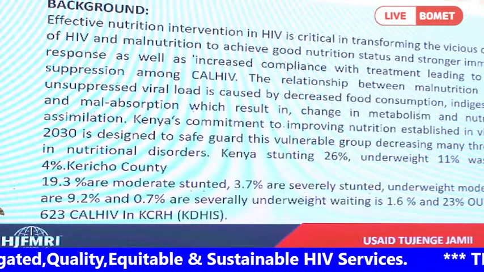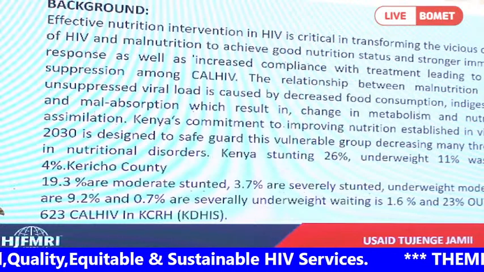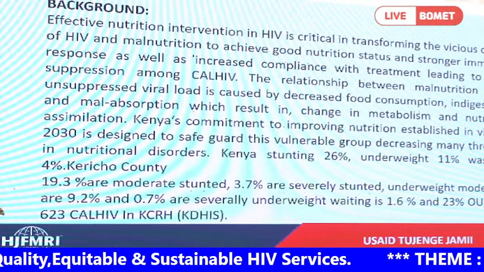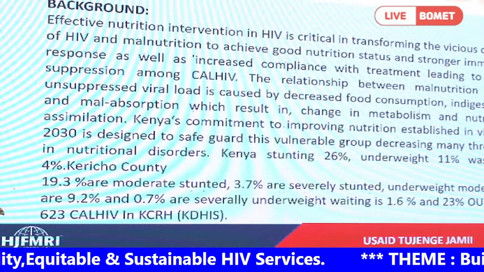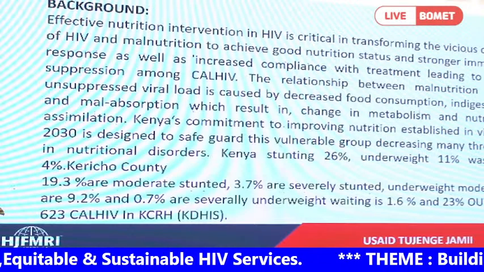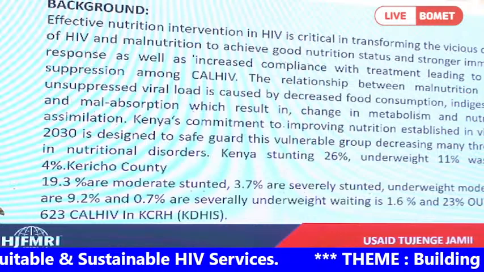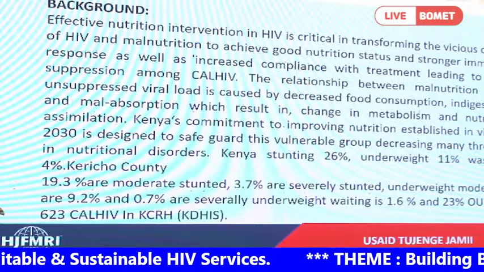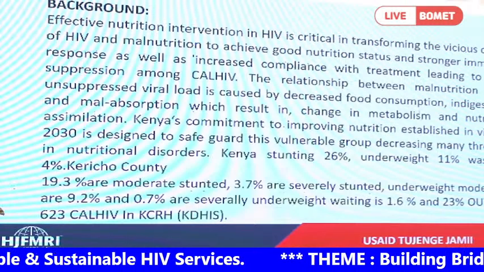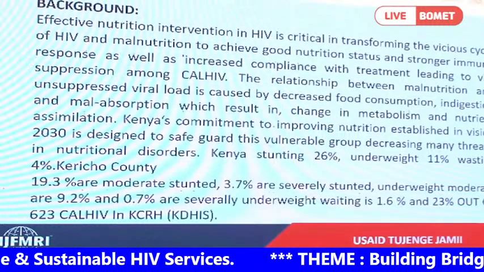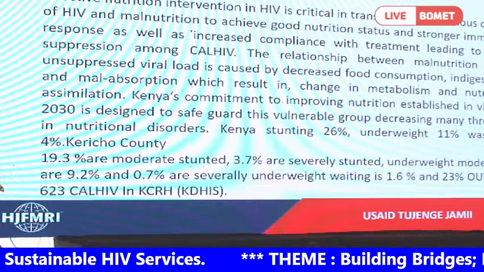Effective nutrition intervention in HIV is critical in transforming the vicious cycle of HIV and malnutrition to achieve good nutrition status and strong immune response, as well as increase compliance with treatment leading to viral suppression among Cal HIV. Here I'm talking of young children, 0 to 5, 5 to 15, 16 to 17, 18 to 24.